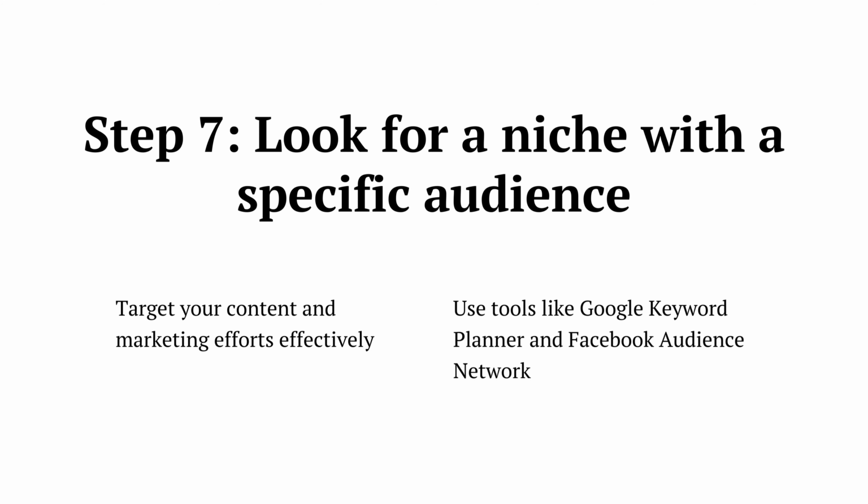The seventh step is look for a niche with a specific audience. So the seventh step is to basically look for a niche which has a specific and defined audience rather than a general and broad audience. So this will help you to target your content and marketing efforts more effectively, and increase your chances of success. For example, rather than starting a fitness blog, maybe start a blog about yoga for beginners or strength training for beginners over 50. So this is basically what I mentioned in the first step.